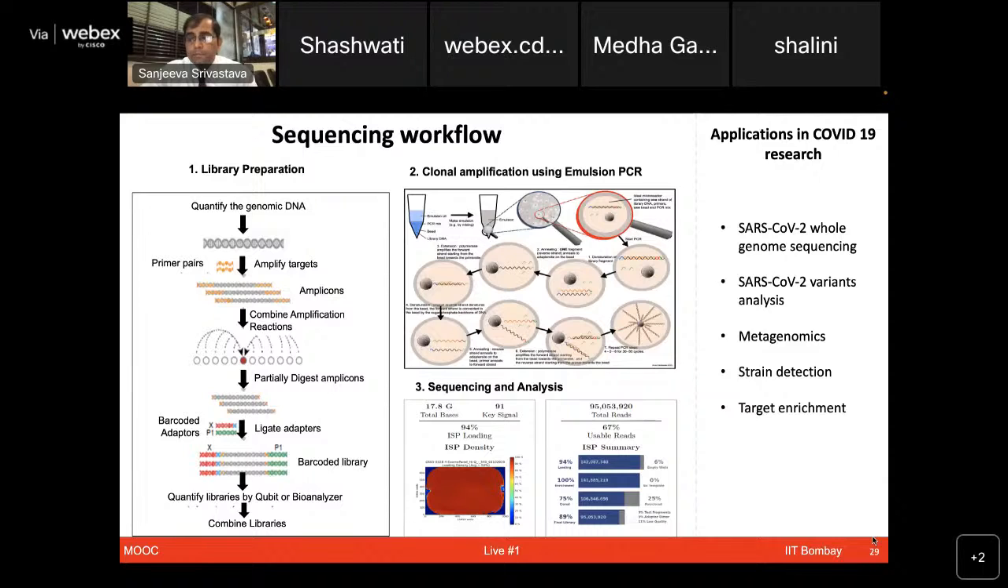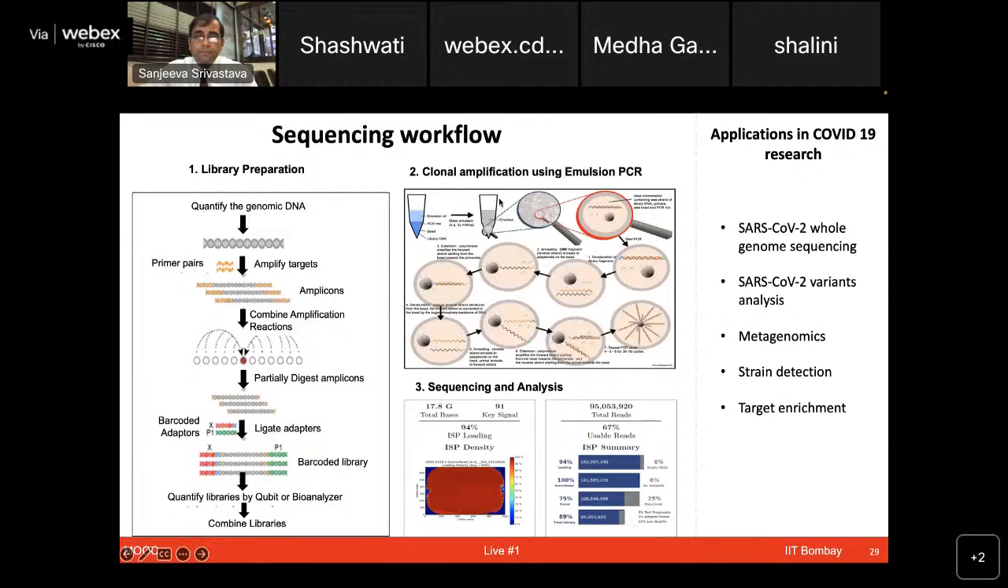After the amplification, you have to combine all the reactions into one pool, and then to create amplicons, you have to digest the amplicons. And for that, sticky ends, and you will add barcodes and adapters so that you can multiplex a lot of samples. That's how you create the libraries.